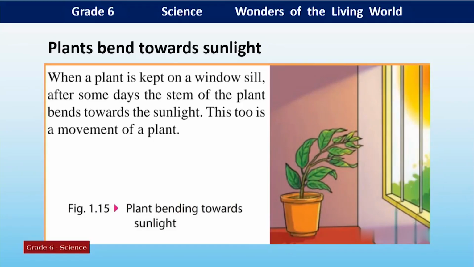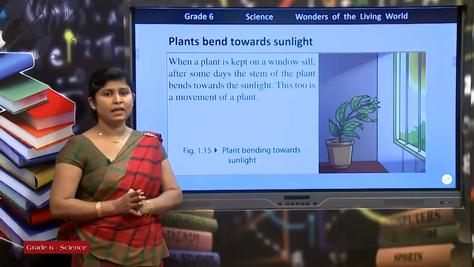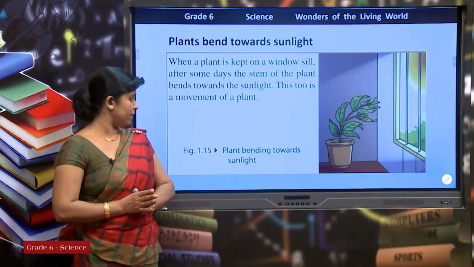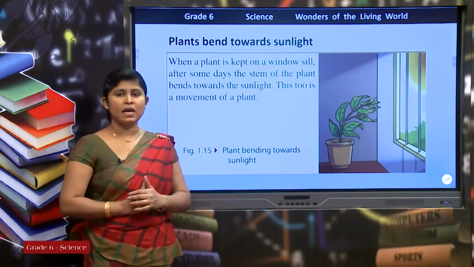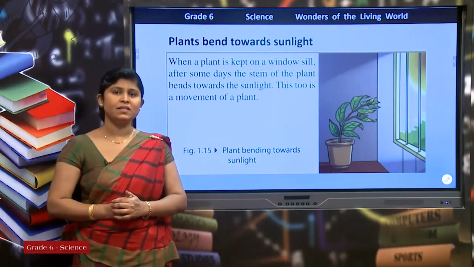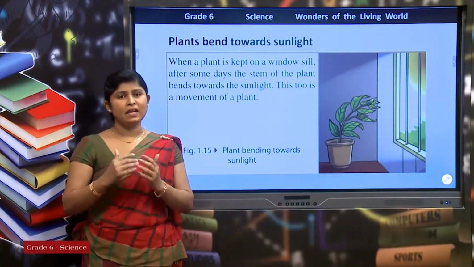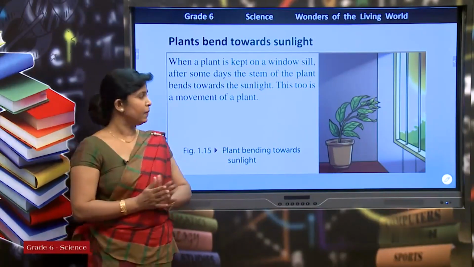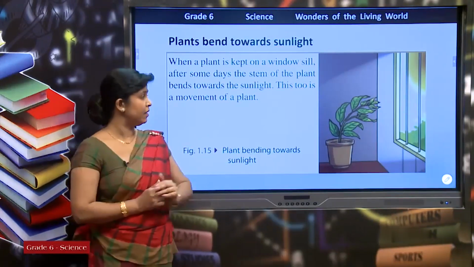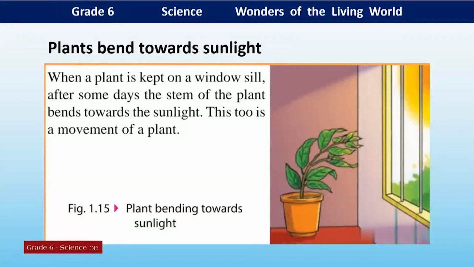There is a window. A potted plant is kept closer to the window. Then when we observe it for several days, you can observe that the upper part of the plant has bent towards the sunlight. You can check your textbook figure 1.15, right? Then it proves how the plants show movements towards the sunlight. Sunlight is a stimulus. Then the plant can move towards the sunlight. This activity proves the plant movements towards the sunlight.